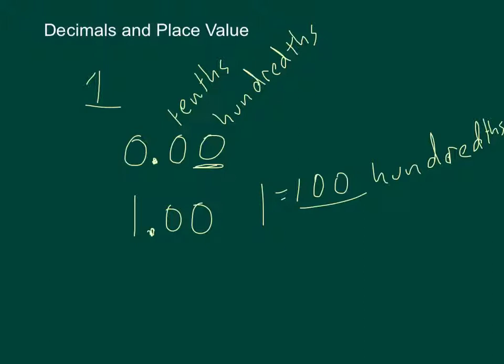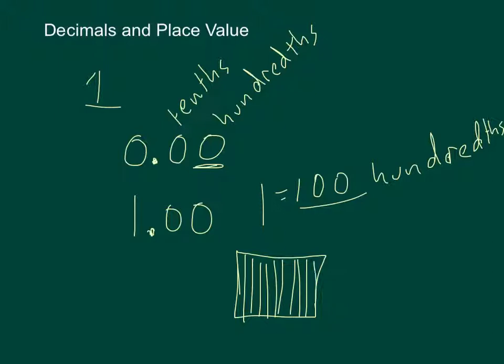One way to think about that is just like we took a whole and divided it up into tenths. If there are 10 pieces, we can also take that whole and divide each of those tenths into 10 pieces, which would make the whole be 100 pieces.